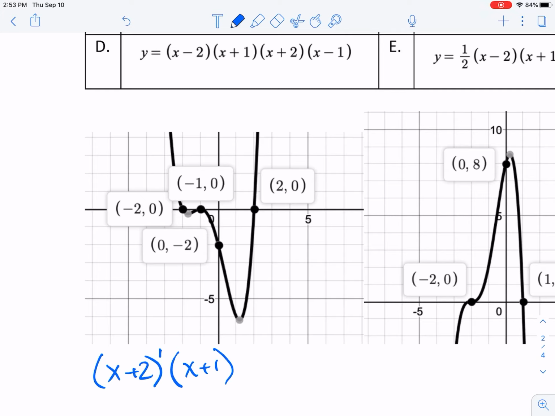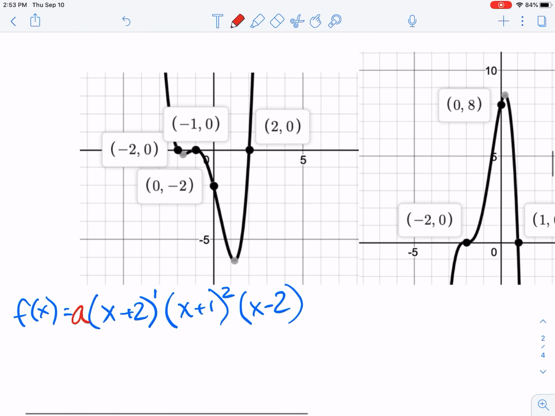It could be 2, it could be 4, it could be 6, it could be 8. We're going to go as simple as possible because they didn't tell us otherwise. And so this would have a multiplicity of 2, so that is x plus 1 squared. I also see that it goes here, x minus 2, because it's passing through. And so my function, f of x, would equal something like that, except there might be an a value here.